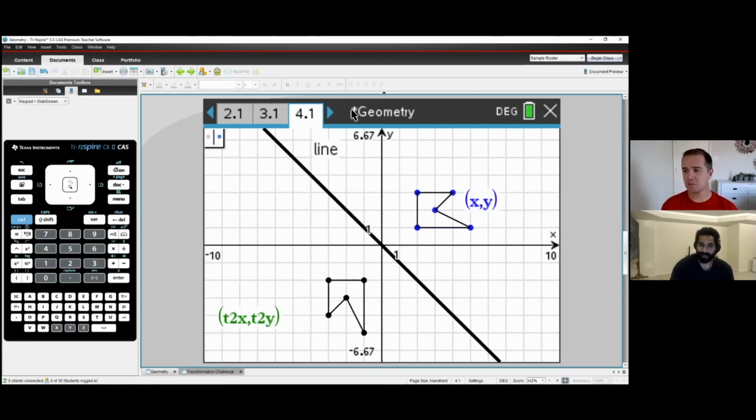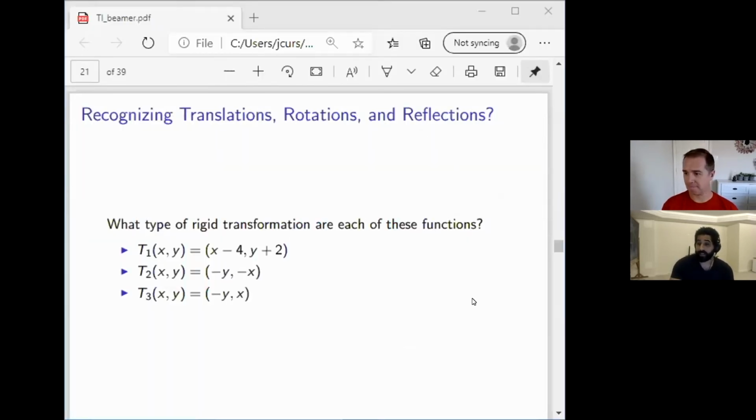So far, so good. John, do you want to show us the third one? Yeah, okay. So now let's look at transformation number 3. This sends x to negative y and y to x. Curtis, you think you've got this one figured out? I think I've got that one figured out.